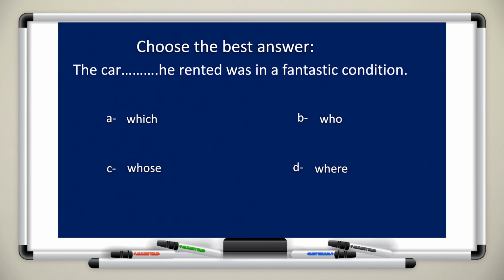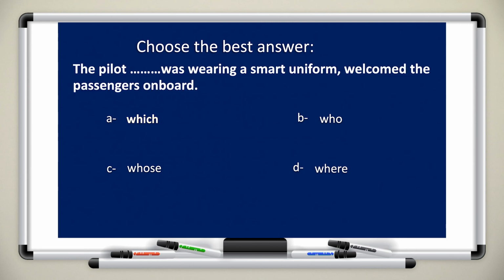So let's look at the first example. The car he rented was in a fantastic condition. Now we're referring to the car. A car is a thing, so what do you think we're going to be using? Which, who, whose, or where? Obviously, we'll be going with which. Excellent.